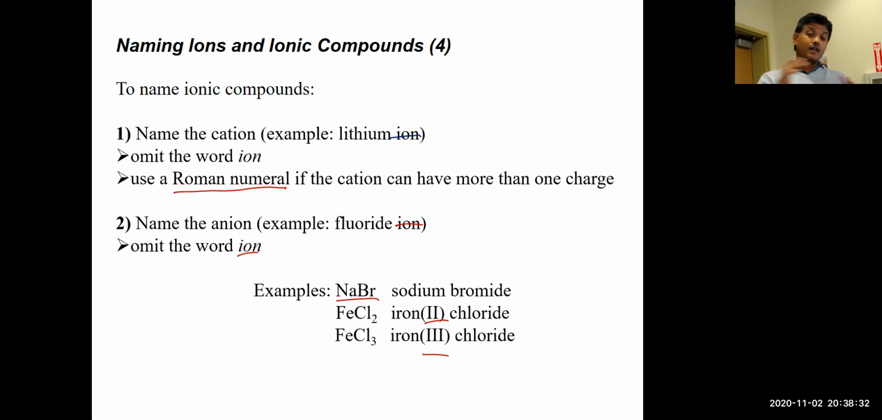So if you see the name, let's say iron 2 chloride and iron 3 chloride, you need to think yourself that, oh, iron is connected to 2 chlorines. That's why there is Roman numeral 2. And when you say iron 3 chloride, oh, iron must be connected to 3 chlorines. That's why there is Roman numeral 3.